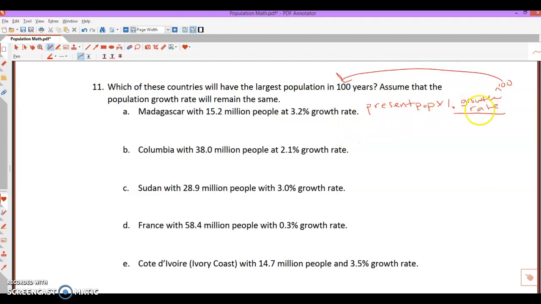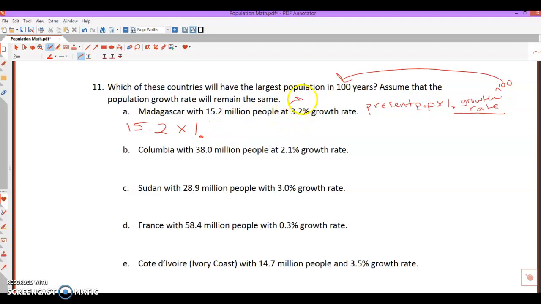So let's do the first one together so that you see how this works. So Madagascar with 15.2 million people at a 3.2 growth rate. Okay, so let's look at our equation. This is our example. So our present population is 15.2 million. So it's 15.2 times, what's next? 1 with the decimal. What's the growth rate? 3.2.